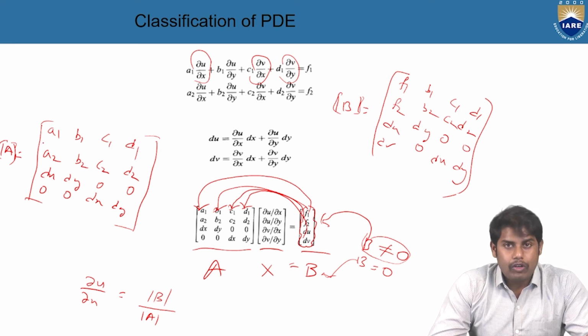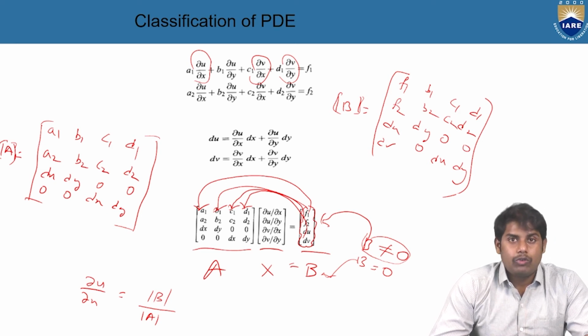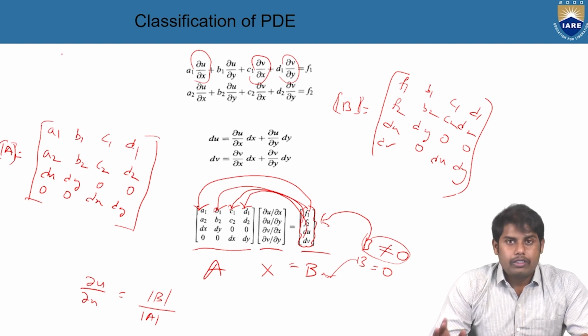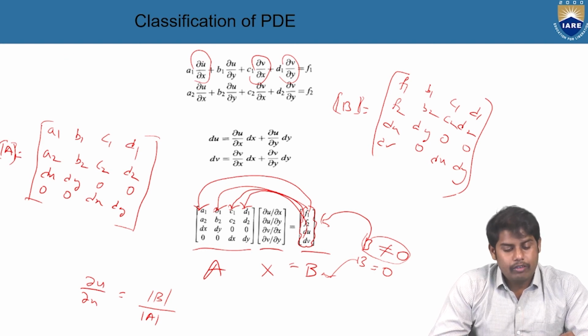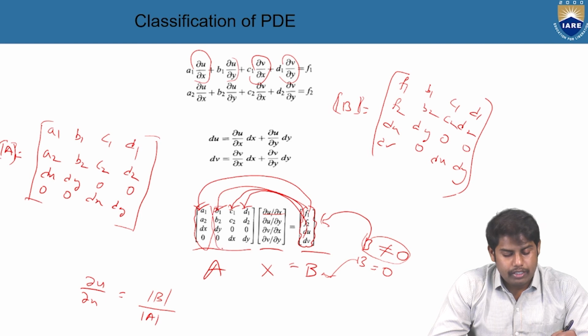This is the Cramer's rule method which we are doing. If you want to find the value of dou u by dou x, the dou u by dou x term will always be there for Cramer's rule. The first column has to be replaced with the B term. Similarly, if you want dou u by dou y, the second column has to be replaced with this B term, the B matrix.